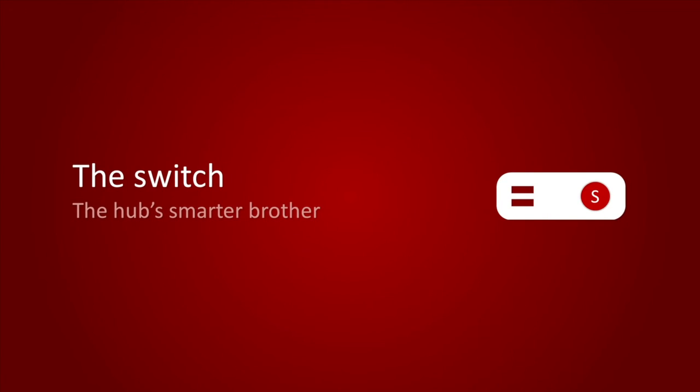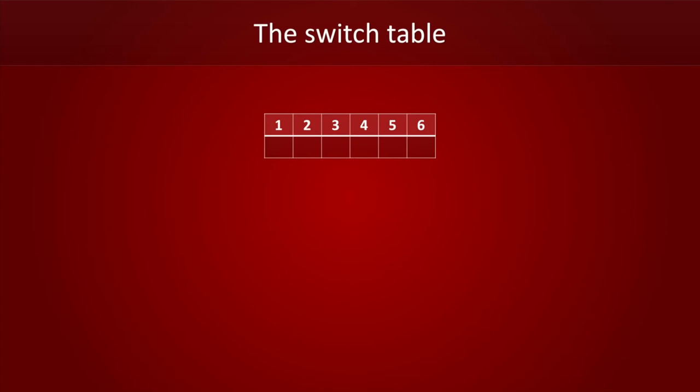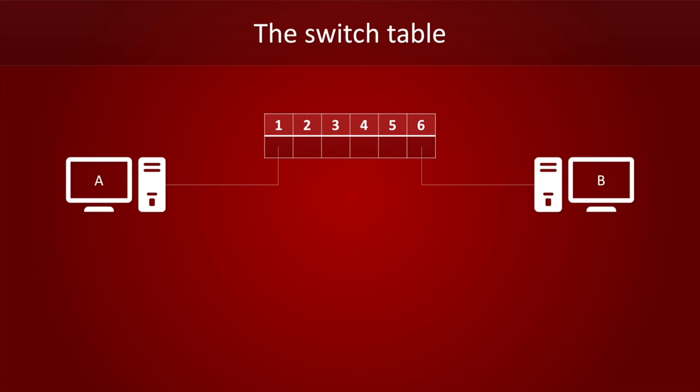If our hub kept a list of where every host can be reached, then it would be able to send every packet straight to its destination without spamming the entire network. That's what switches do. In this example, we've plugged in computer A to port 1 and computer B to port 6. Each network card has a unique address that switches can use to identify a computer. They're called MAC addresses. They're not only used for Ethernet connections, Wi-Fi uses it too.